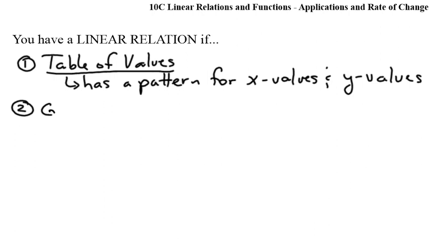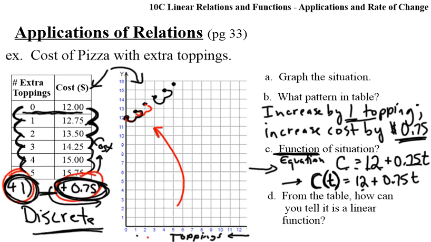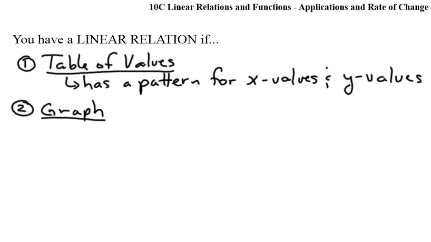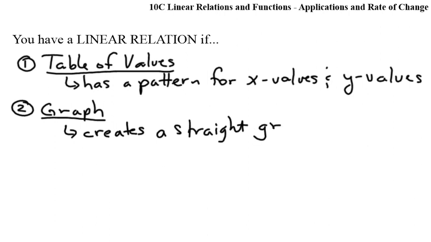Second thing is the graph itself. Well, this one's kind of a no-brainer if we go back. How did we know that this was a linear relation? Well, because our points, even though it was discrete data, we see they still go up in a line because of that relation with the table of values. So we know we have a linear relation if the graph creates a straight graph. It's that simple. Whether it's discrete or continuous, it's still going to be straight.